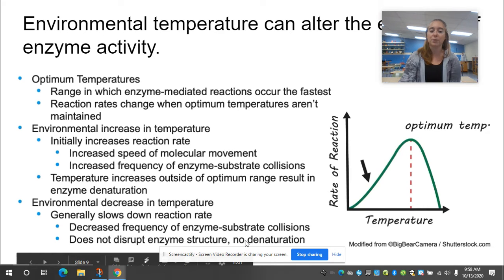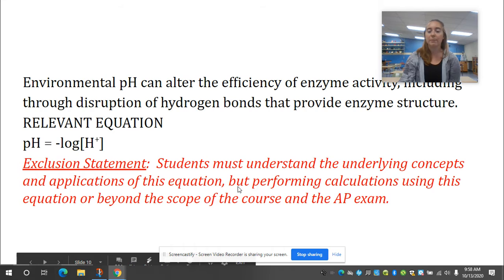But it's a little different. It's really not going to disrupt the enzyme structure, and so it's not going to denature them. It's just going to slow the reaction rate. We're going to look at pH next.